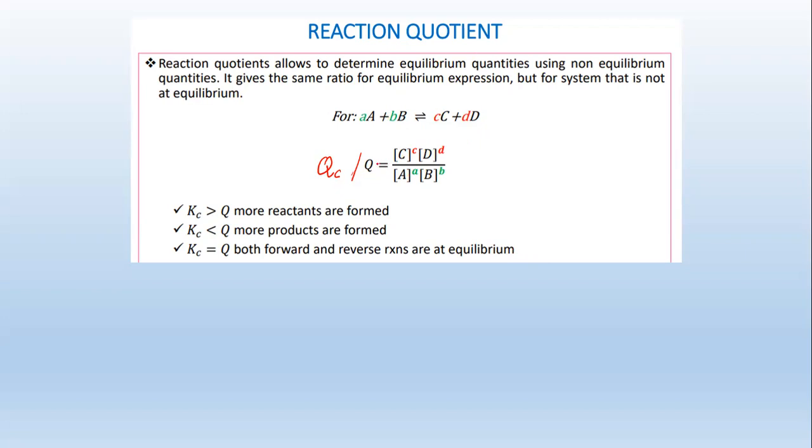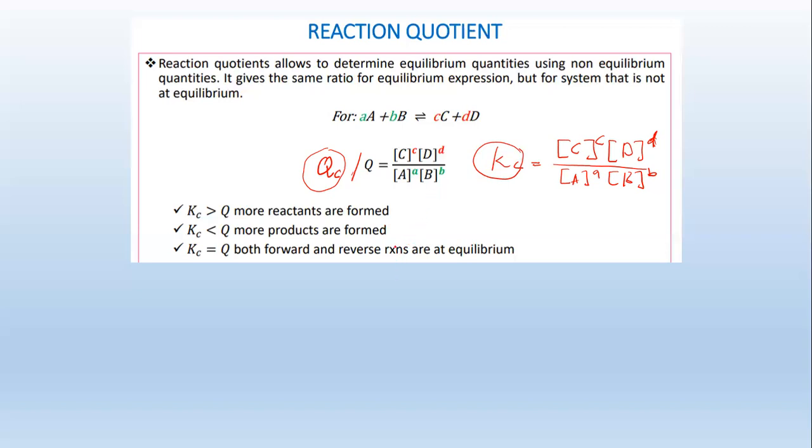So we know that when we want to determine the Kc, we do the very same thing for the very same reaction. We say the concentration of the products, in this case C to the power of c, multiplied by the concentration of D to the power of d, divided by the concentration of A to the power of a, multiplied by the concentration of B to the power of b. This is the same expression, but it is not the same constant. Let me explain how this works.